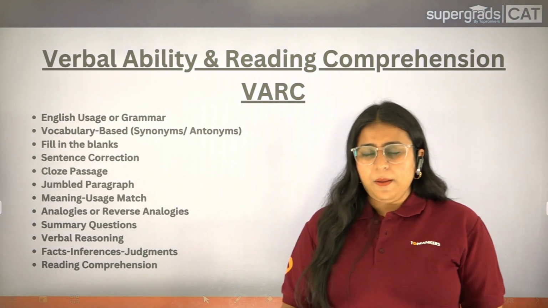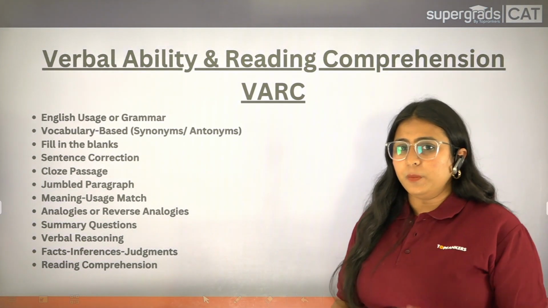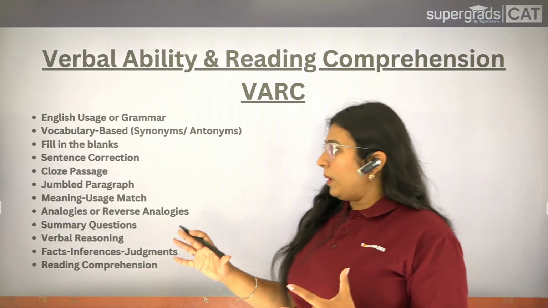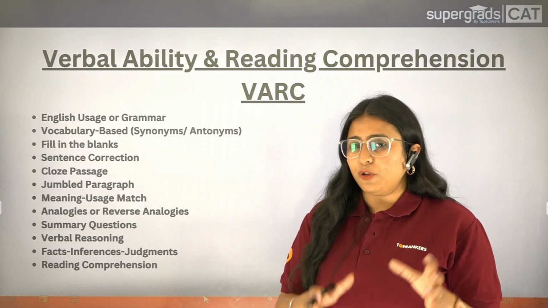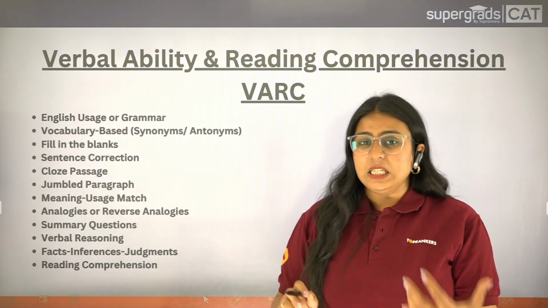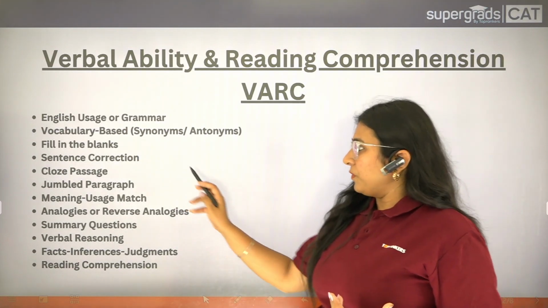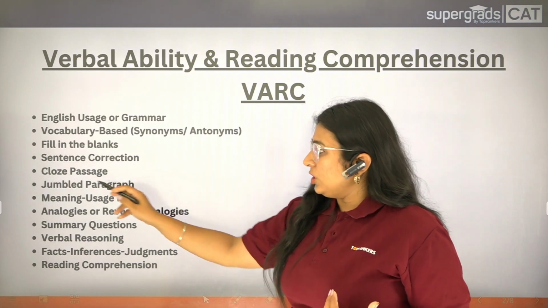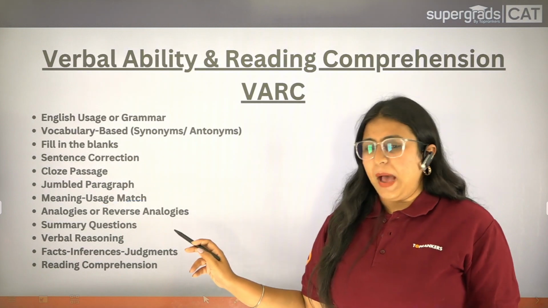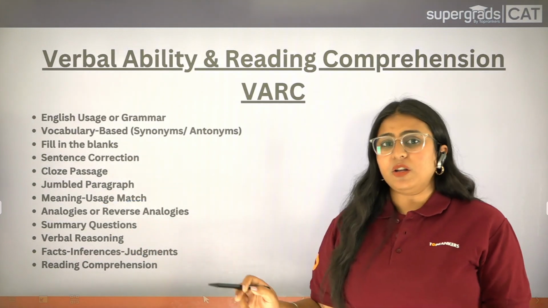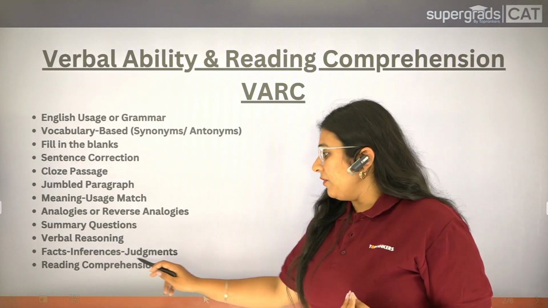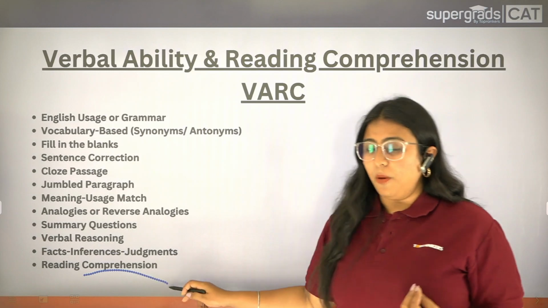तो सबसे पहले मैं बात करूं about the verbal ability and reading comprehension section, that is the VARC section. So if I talk about the topics that you should study for your CAT preparation, it is English usage or grammar, then vocabulary base, that is synonyms and antonyms you should be aware of, fill in the blanks, sentence correction, closed passage, jumbled paragraph, meaning usage match, then analogies or reverse analogies, summary type of questions, verbal reasoning, facts, inferences, and judgments, and reading comprehension.